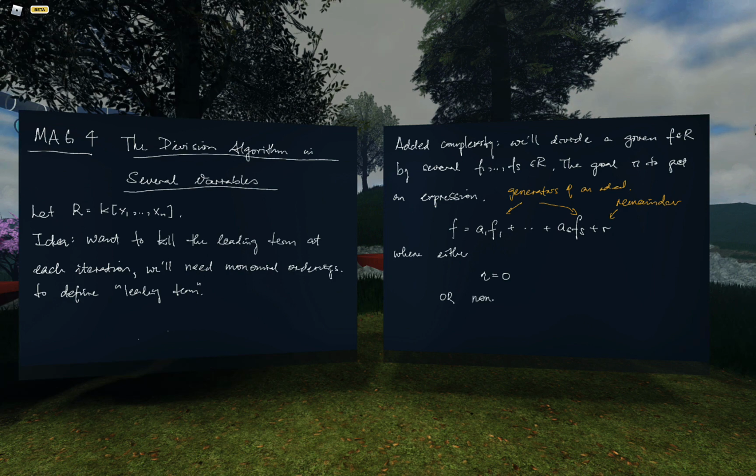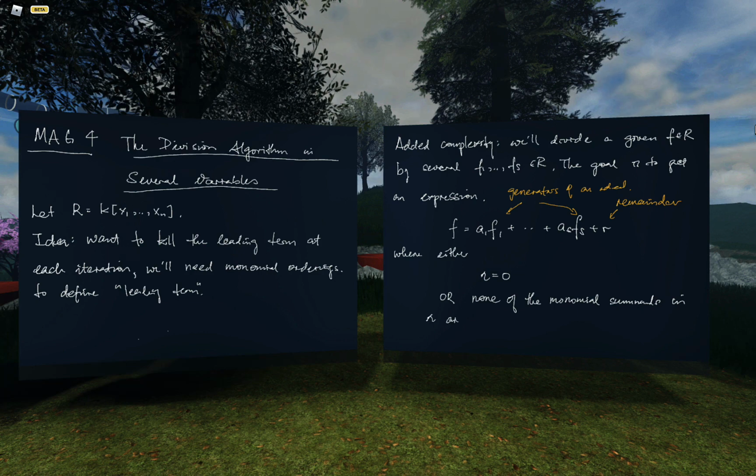So none of the monomials, or maybe I should say monomial summands, which makes sense. In R, so R is made up of a bunch of monomials added together. I just mean each of those monomials. None of the monomials in R are divisible by LT(f_i). I'll just put in brackets for any i.